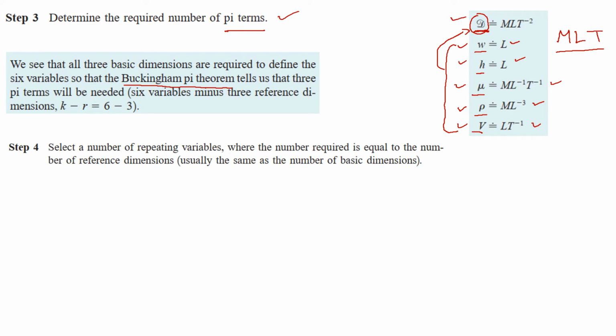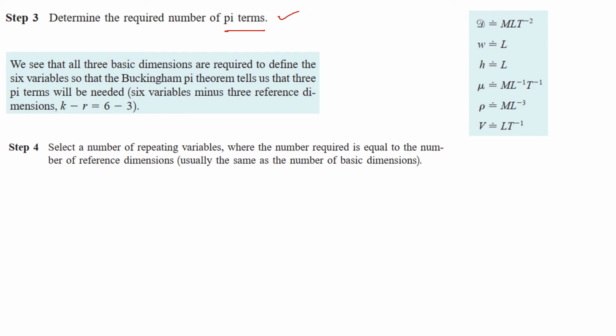So in step 4 we are going to select our repeating variables, and as you remember, repeating variables are those variables that are going to be repeated in these three pi terms. So let's say that now we have three pi terms.